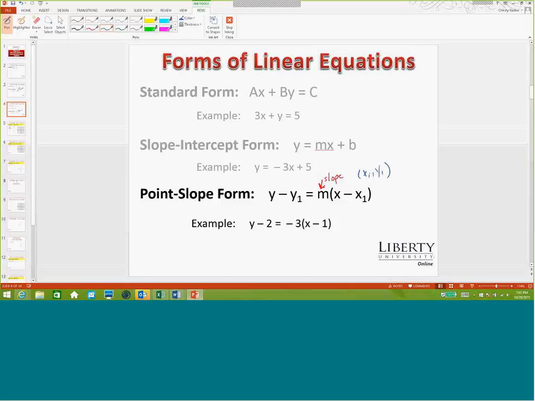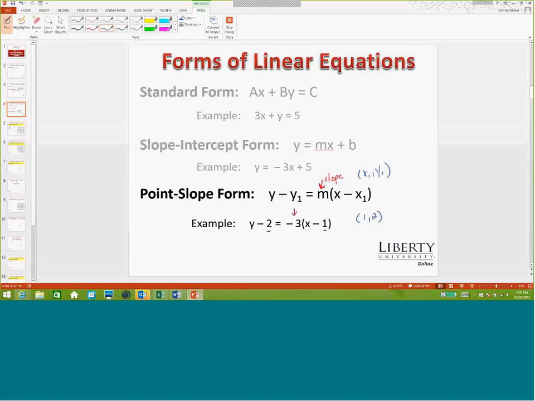If you know the slope and one point that lies on the line, you can put those pieces of information into point-slope form. I've given you an example here. Again, the slope is negative 3. And then the point here, because we're subtracting the x and the y, the point that it goes through is the point (1, 2). Here's the 1 and here's the 2.